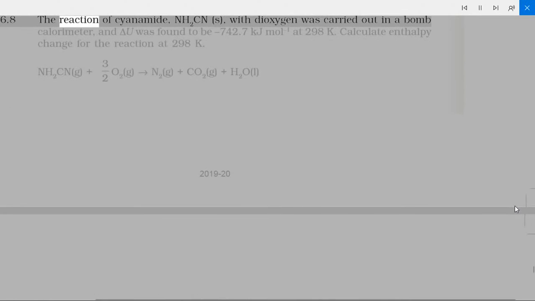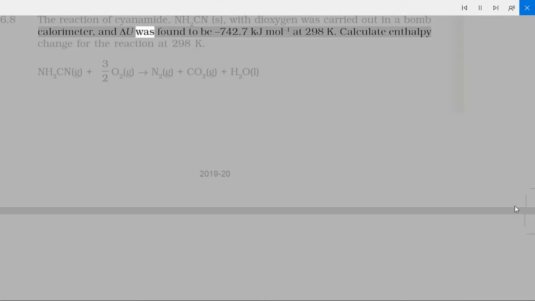6.8 The reaction of cyanamide, NH2CN(s), with dioxygen was carried out in a bomb calorimeter, and ΔU was found to be -742.7 kJ mol⁻¹ at 298 K. Calculate enthalpy change for the reaction at 298 K. NH2CN(g) + 3/2 O2(g) → N2(g) + CO2(g) + H2O(l).